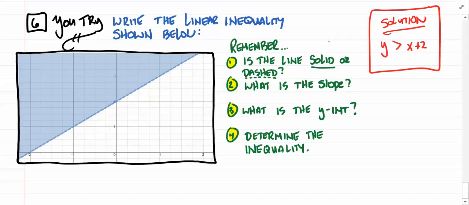The line should be a dashed line, so therefore my inequality should just be greater than or less than, not greater than or equal to or less than or equal to. The slope of the line is 1, because I go up 1, I go over 1. And the y-intercept is a value of 2. So putting this all together, you would have y is greater than x plus 2.